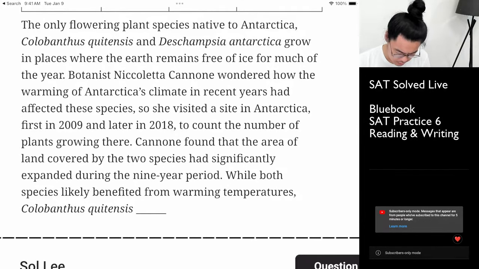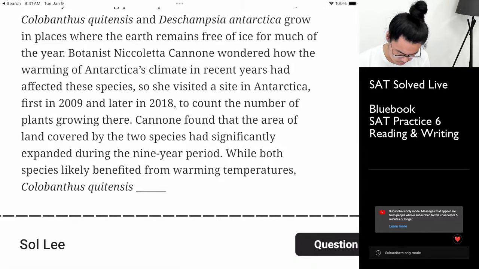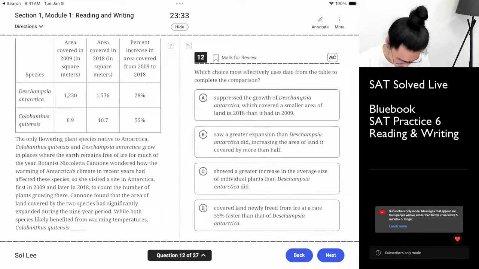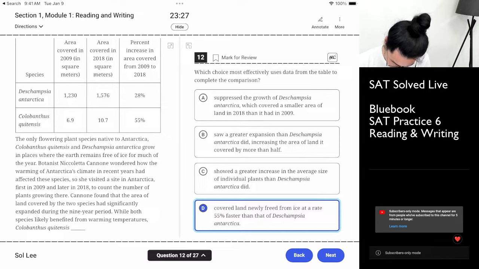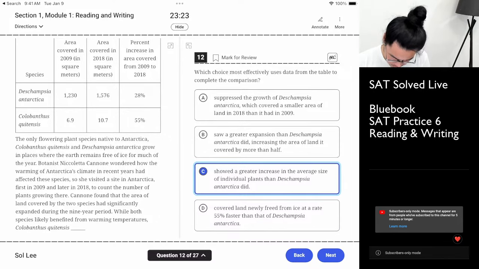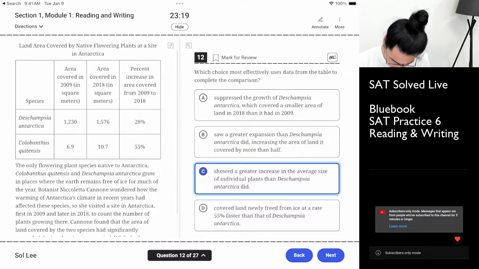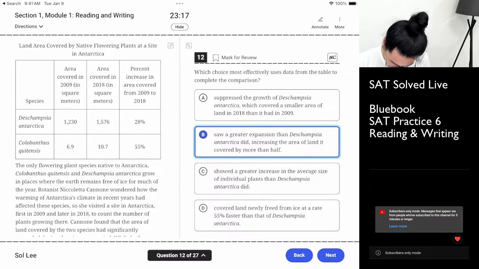The warming has affected the species. Both have expanded. Colo, while both likely benefited from warming temperatures, actually grew 55%. Nope, not faster though. Showed a greater increase in the average size. Size is incorrect. Saw a greater... There we go. Oh, this is literally just interpreting what it means.